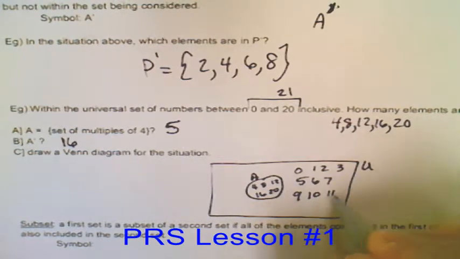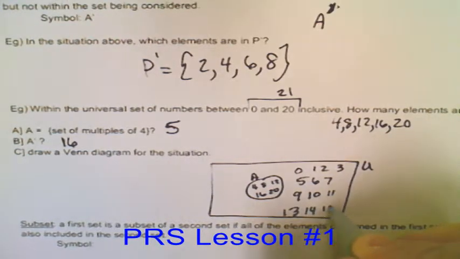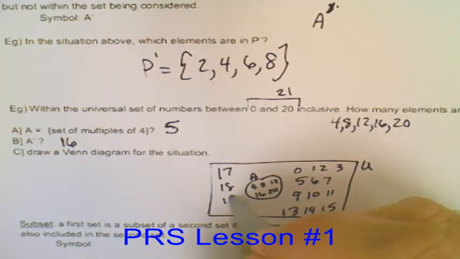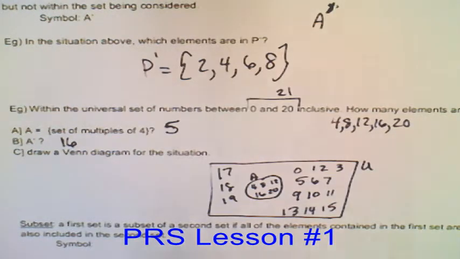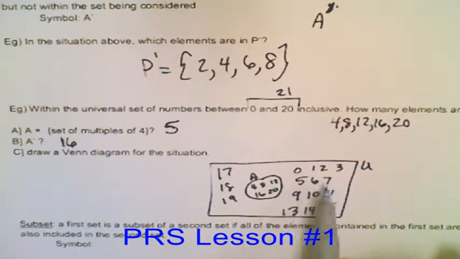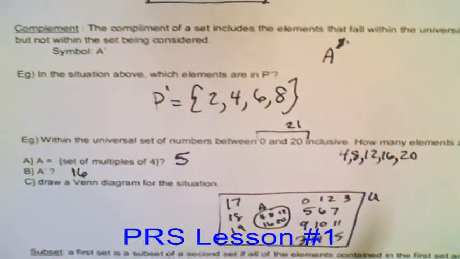Well, everything: 0, 1, 2, 3, 5, 6, 7, 9, 10, 11, 13, 14, 15, and then 17, 18, 19. So there are your elements there. Now if you count them, hopefully that's 16. If it isn't, then I made a mistake earlier. 1, 2, 3, 4, 5, 6, 7, 8, 9, 10, 11, 12, 13, 14, 15, 16. So there are 16 elements in A primed.